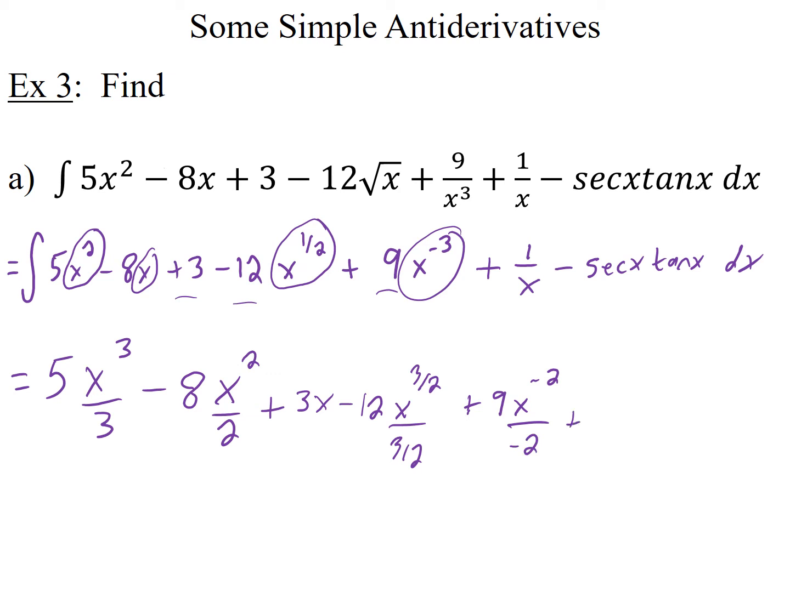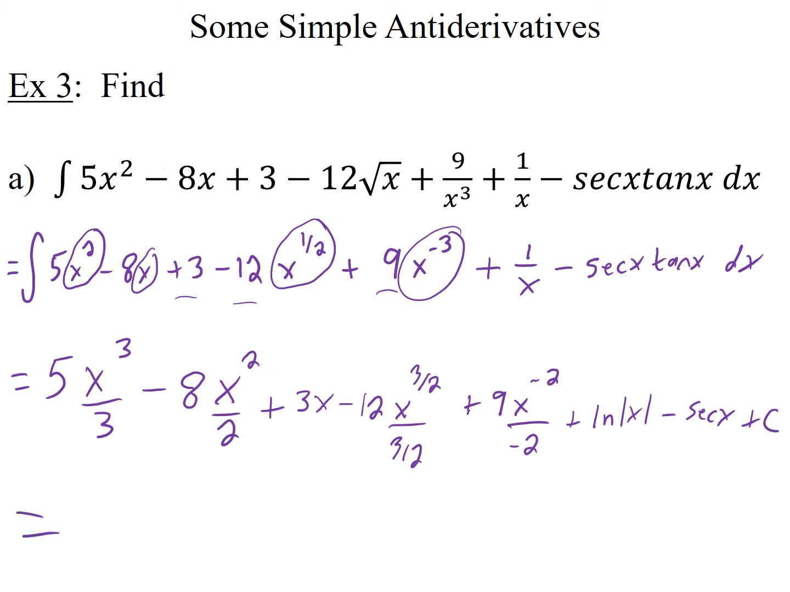And then next term, 1 over x, the antiderivative of that is natural log absolute value of x. Okay, next term. What is the function whose derivative is secant tangent? It's secant. So you have that one memorized. The derivative of secant is secant x tangent x. So secant x is the answer there. And don't forget the plus c.